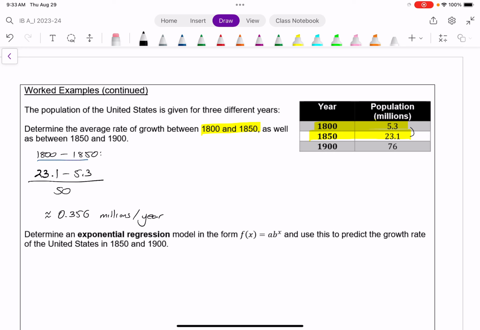All right, and then same idea for 1850 to 1900.